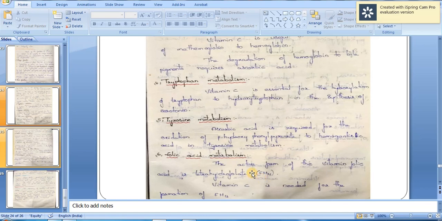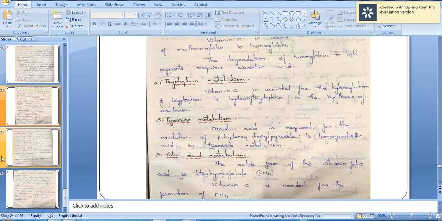Tetrahydrofolate. Vitamin C is needed for the formation of tetrahydrofolate, with the enzyme folic acid reductase. Further, in association with tetrahydrofolate, ascorbic acid is involved in the maturation of erythrocytes.